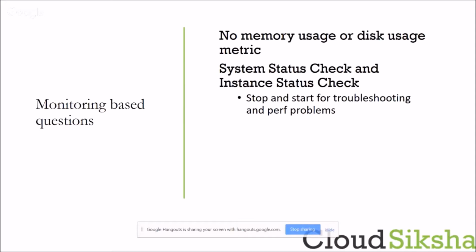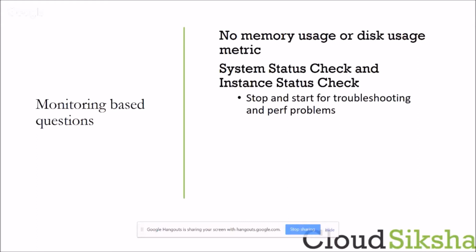The other important thing is about status check. In the status check, you get 2 types of status check. One is called the system status check, and the other is called the instance status check. System status check refers to the health of the underlying hardware. So your VM or your instance is running on a particular hardware. The health of that hardware is what the system status check is looking at. Instance status check is the health of the instance that you're running.